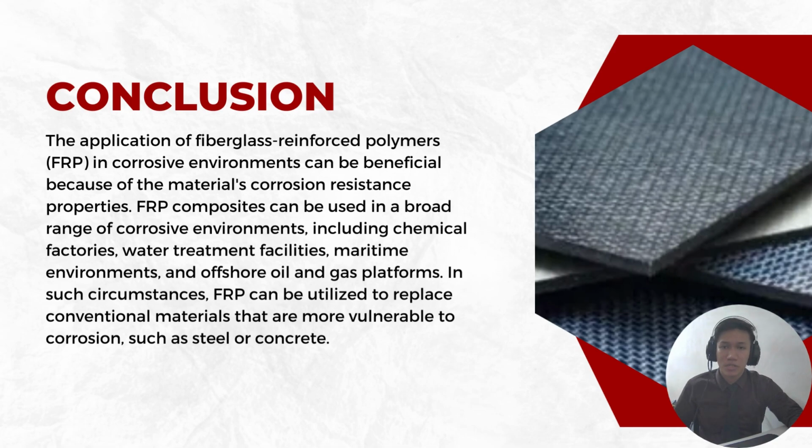In such circumstances, FRP can be utilized to replace conventional materials that are more vulnerable to corrosion, such as steel or concrete. However, when selecting FRP composites for a certain application, it is crucial to consider elements such as the type of environment, the rate of exposure to corrosive chemicals, and the design requirements.